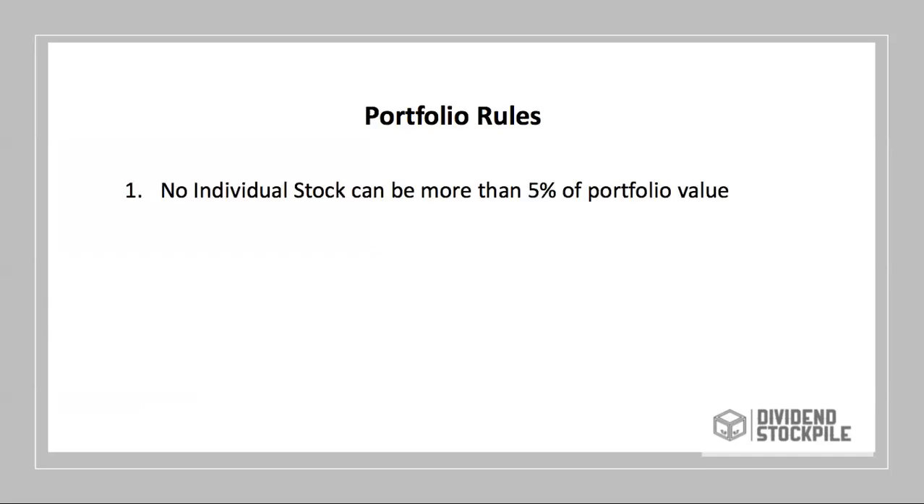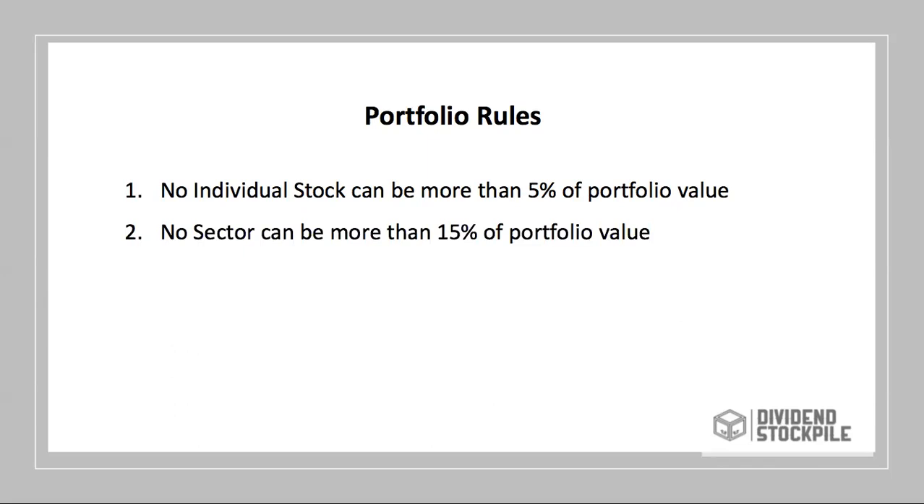The first one is that no individual stock can be more than 5% of the portfolio value. In reality, most of my individual holdings are under 2%, but I put this in place to ensure proper diversification and not to take on too much risk with an individual name. Also, no sector can be more than 15% of the portfolio value. So as you may be aware, there's 11 sectors in the S&P 500. We're talking about financials, technology, industrials, etc. And so no individual sector can be more than 15% allocation to the portfolio.